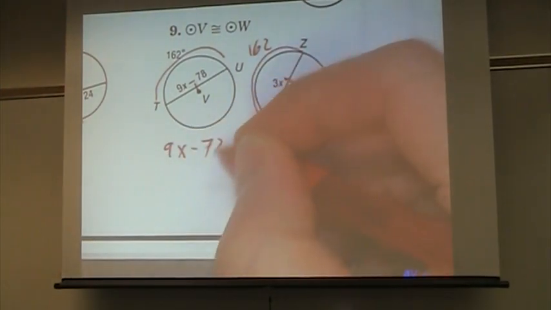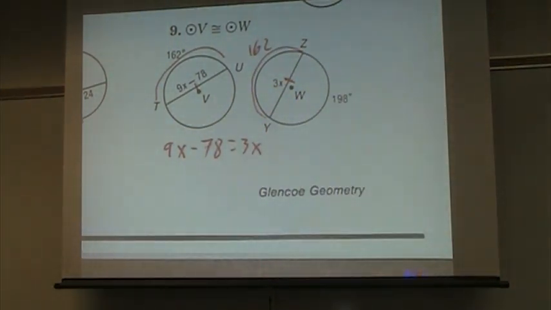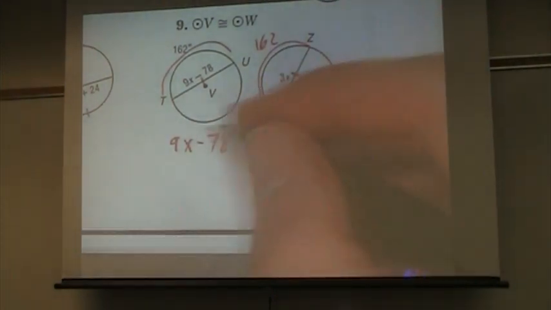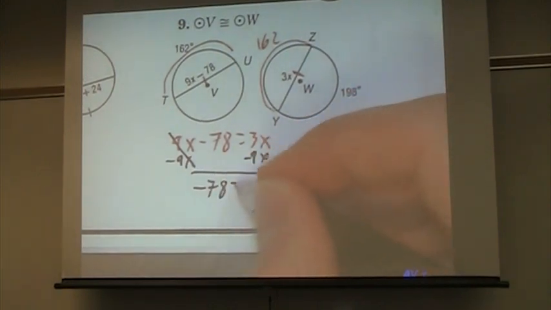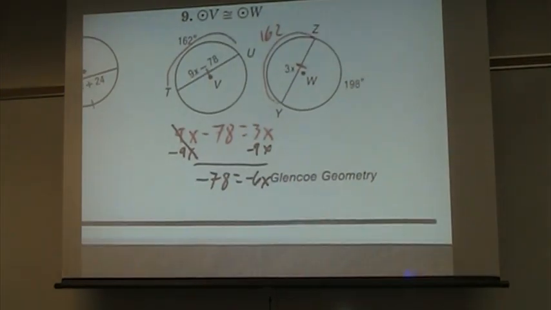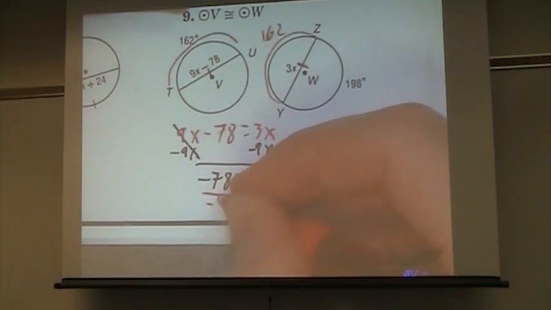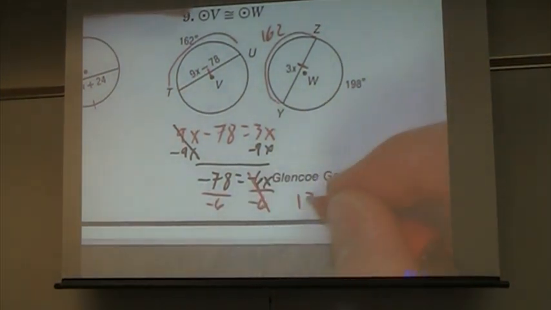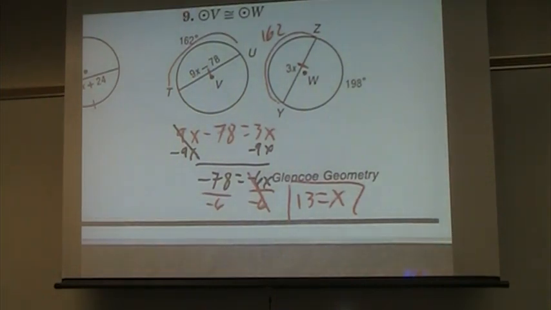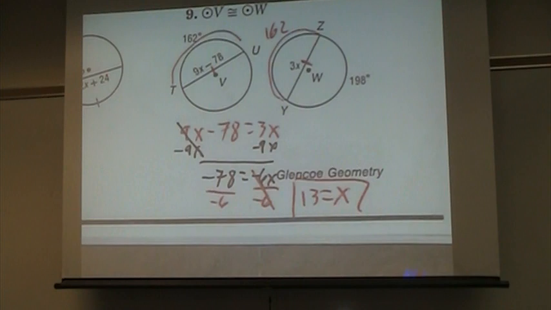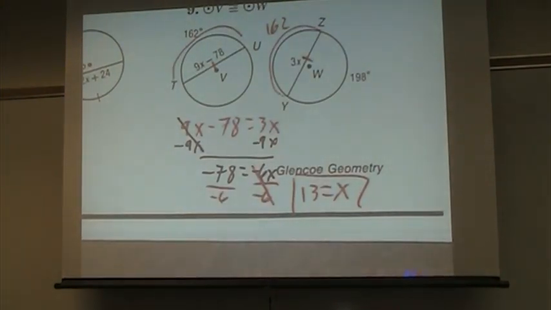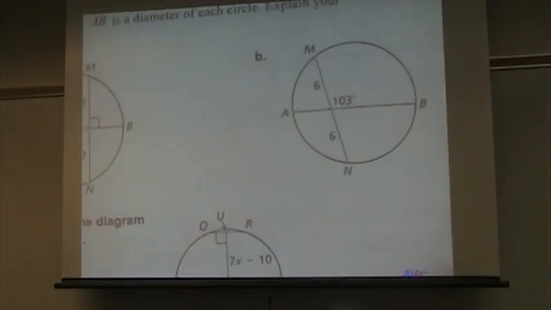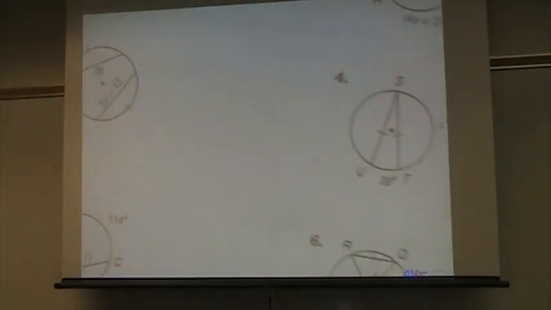9x minus 78 equals 3x. I will help you guys solve this one. And minus 9x both sides. So I have negative 78 equals negative 6x. Divide both sides by negative 6. And I've got, what would that be? 13 equals x. Done. Again, the rest of them are good problems just to kind of get used to these circle problems. They're not too bad. Again, you're just really looking for those relationships to set up and solve problems.